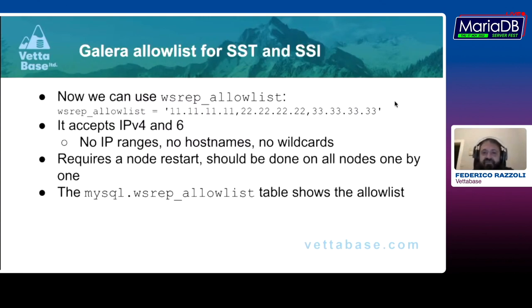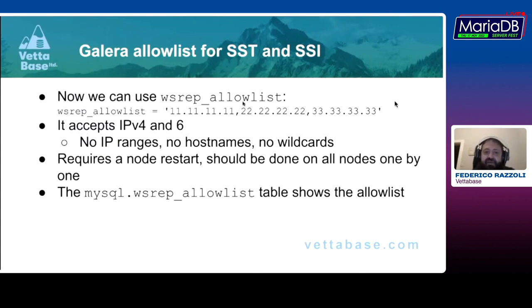It's an allow list of IPs from which a new node can connect. So basically, you have this variable, you put a list of IPs here. Of course, if a node is new, you don't necessarily know its IP when you configure the servers for the first time. In that case, you will have to add addresses here for the new nodes, and it requires restart. But you can do this one node at a time, so it's not going to be a huge problem.